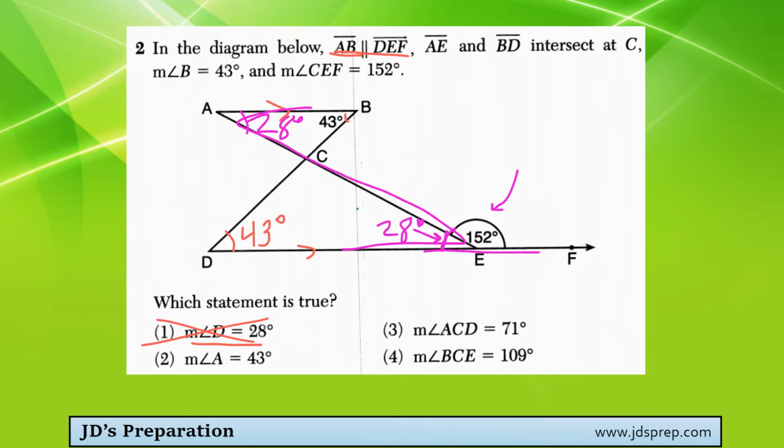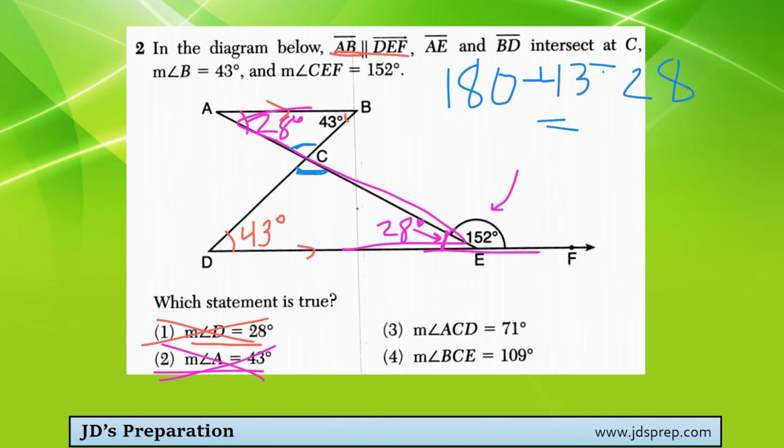Now that we've done that, we can take a look at statement number 2, which says angle A is 43 degrees, and we can conclude that that's false because we just figured out it's actually 28. Now, since we know that angles in a triangle add up to 180 degrees, we can figure out this angle quite easily, and in fact, the opposite angle here will be the same. We would just take 180, subtract the other two angles inside the triangle. That would be 43 and 28 to get 109 degrees.